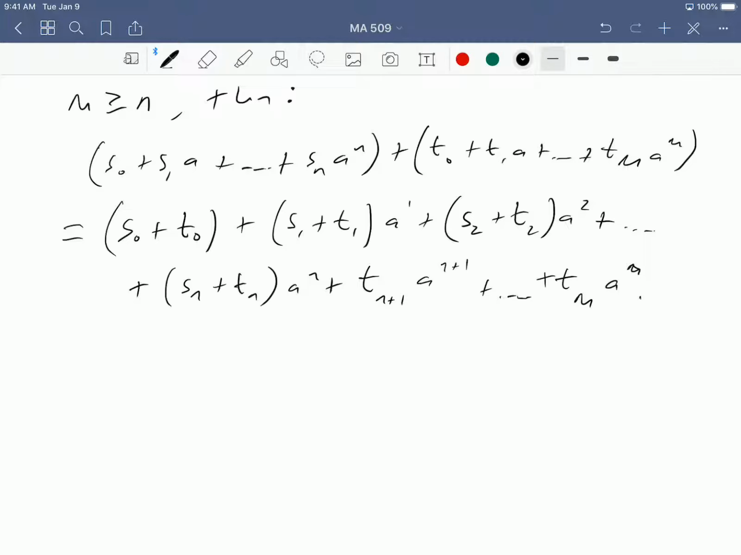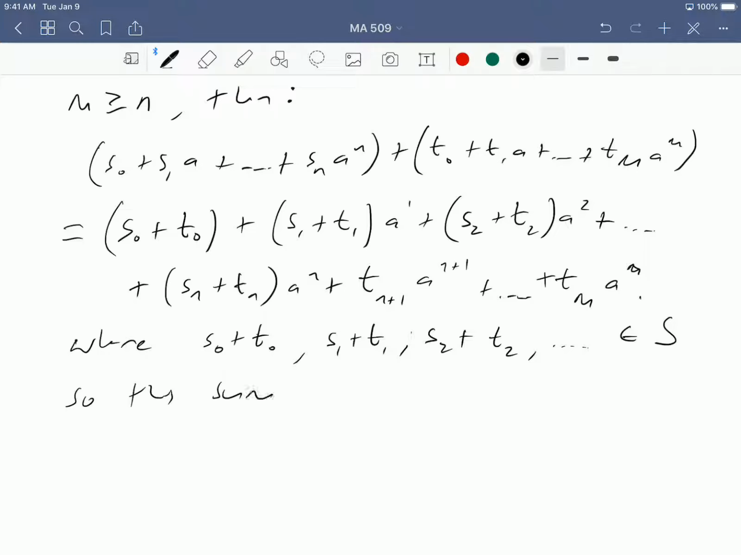Okay. All right. And now this is the sum. So why is the sum in S adjoin A? That's the question we want to answer. And the answer is each of these sums of the coefficients is just a sum of elements in S, and so in S. So this sum is in S adjoin A.